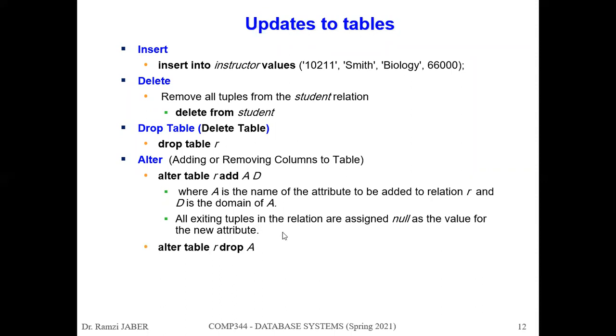Okay, if we want to remove a column from any table, we write it like this: alter table, table name, drop A. Here drop A means delete the column A, or field, or whatever. We don't have to put the data type because we delete it. We remove it from the table.